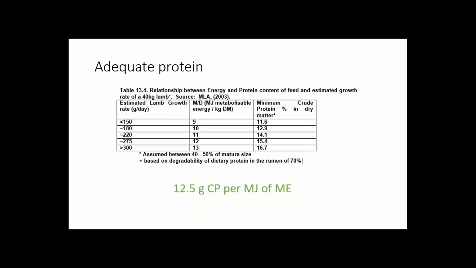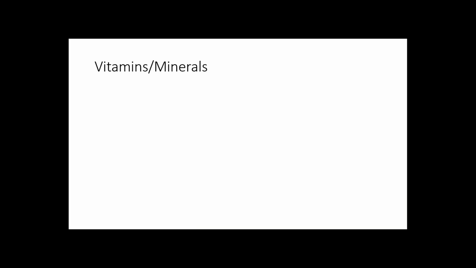So it might surprise some people that it's not a hard and fast rule of 16% or 18% crude protein being necessary for lamb growth. This table shows that if your energy content's only 10 megajoules, you actually only need 13% crude protein and you're going to be no worse off. Actually, you'll be better off because the protein is such an expensive part of the ration.